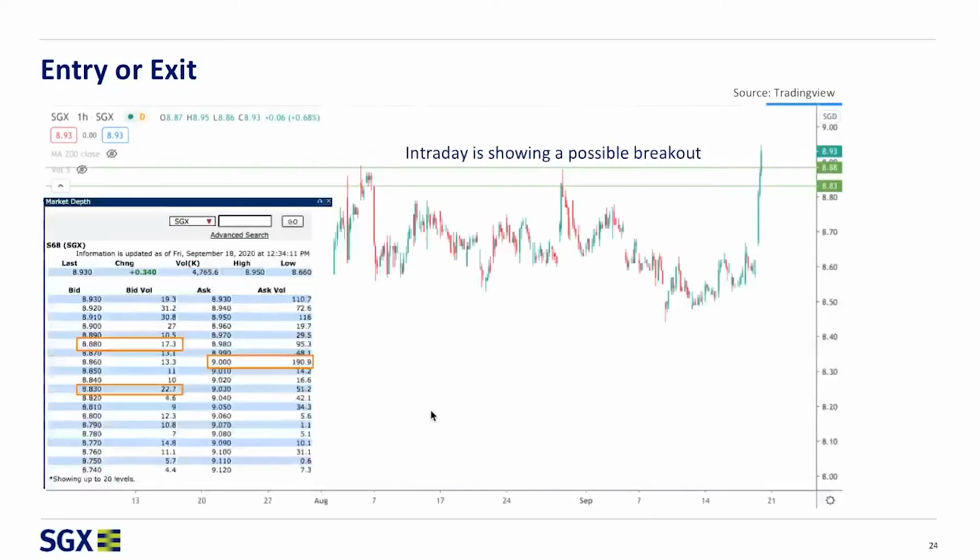Now let's take a look at another stock, SGX. SGX had a breakout, a very strong move on Friday. It moved up by 34 cents, so that was a strong move. You saw that SGX had one of the highs here and another high here. So what I did is I mapped out all these levels and read them in conjunction with market depth.